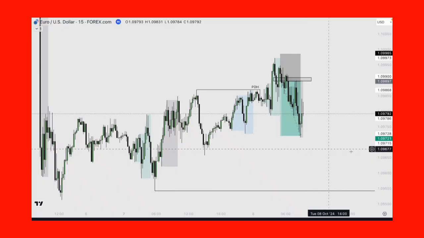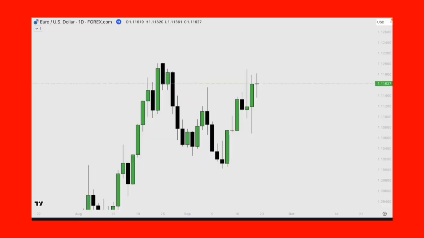That is how simple trading is and can be. Please do not overcomplicate your trading. Over here we have our second example. So again, what are we doing?